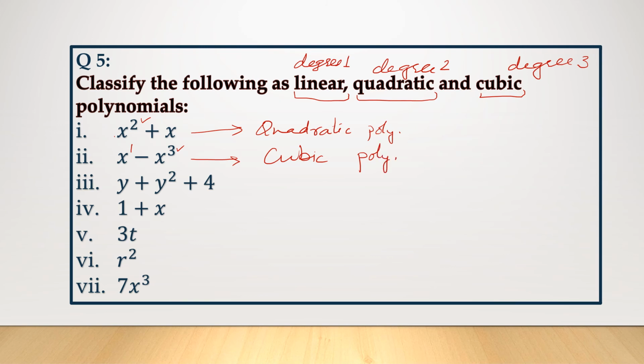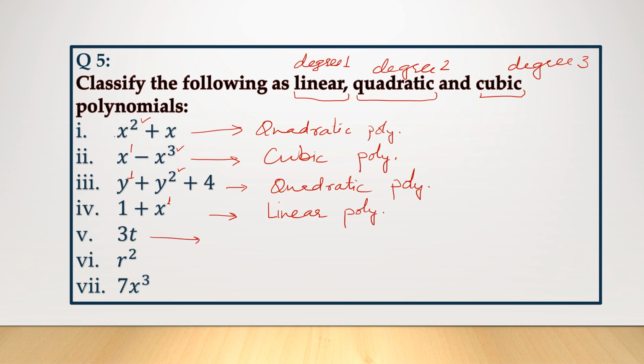Now here the exponent on the variable is 1, here it is 2, and this is the constant term. So the highest power on the variable is 2. So this is quadratic. This is a quadratic polynomial. 1 plus x. The exponent on the variable is 1. So the highest power of the variable here is 1. So this is a linear polynomial.